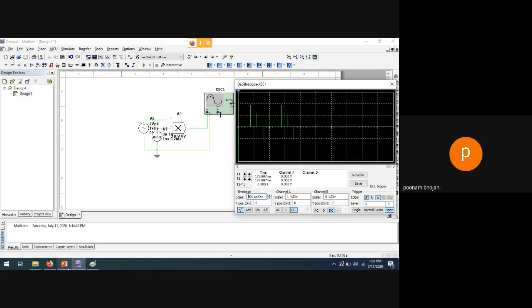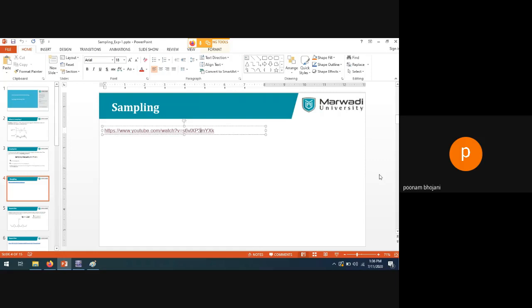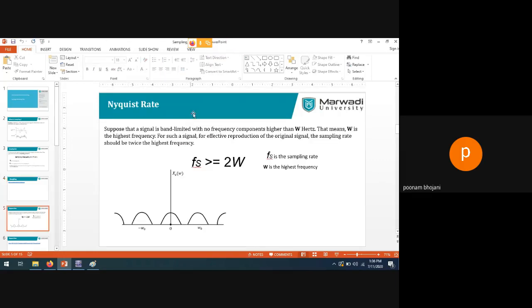Now let me show you that in the next slide. See, they are saying that suppose a signal is band limited with no frequency components higher than W hertz. So W is the maximum frequency. And why I am using the word maximum frequency, because as I already told you in the first chapter, the theory chapter, whenever we are transmitting a signal, we are not transmitting only one sine wave. We are transmitting multiple signals of different frequency, different amplitude, different phase, and that is known as a composite signal.